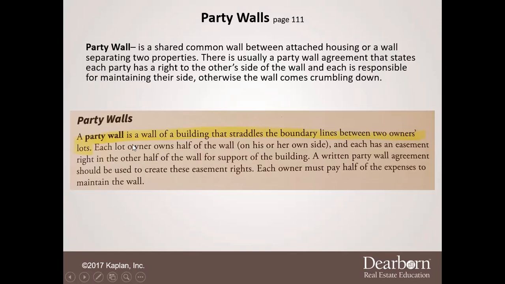of the wall. So let's highlight on page 111, a party wall is a wall of a building that straddles the boundary lines between two owners' lots.